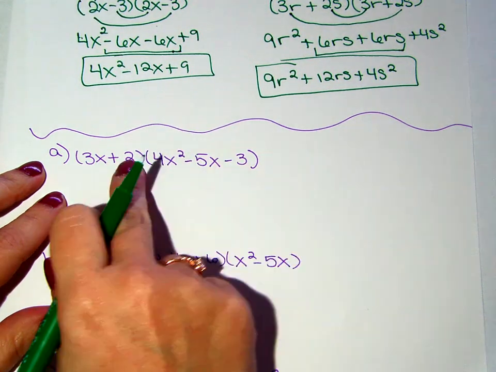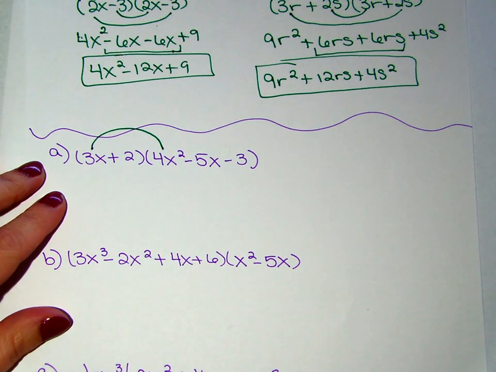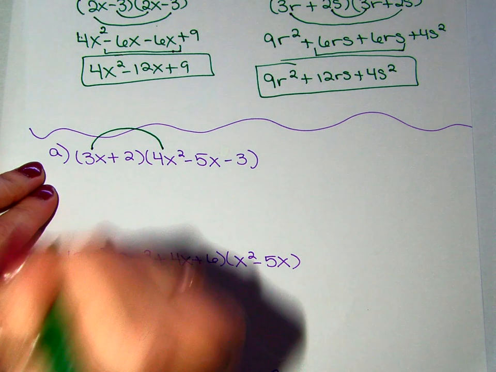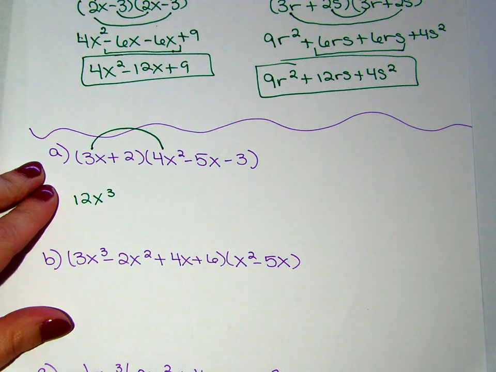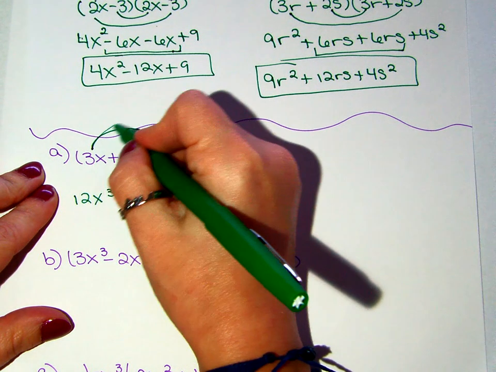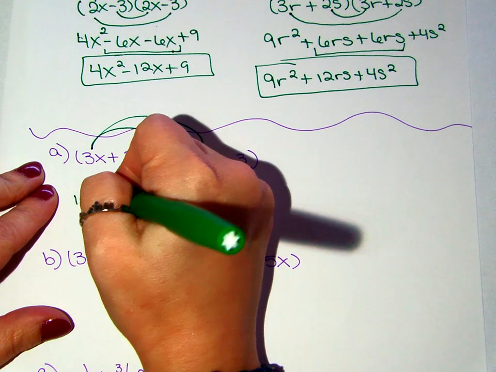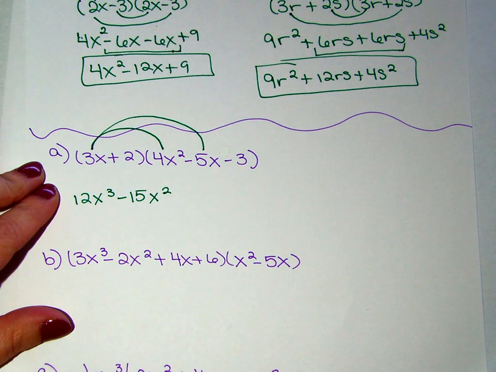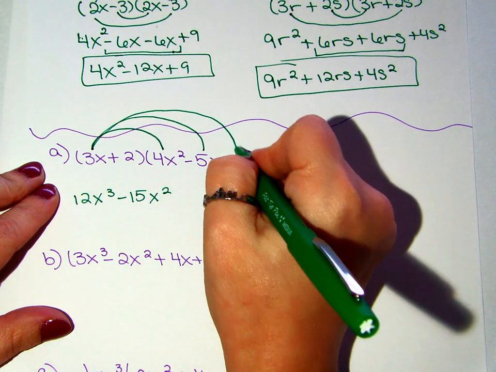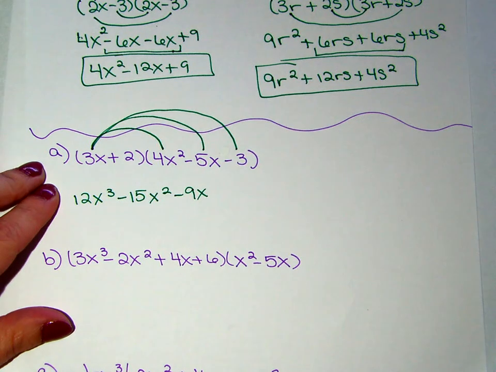So I take 3x times 4x squared. 3 times 4 is 12. X times x squared is x to the third. Then I take 3x times negative 5x. 3 times negative 5 is negative 15. X times x is x squared. 3x times negative 3, that'll give me a negative 9x. And now I have distributed that 3x to everything in that second parenthesis. And I'm done with my 3x. I can ignore it.